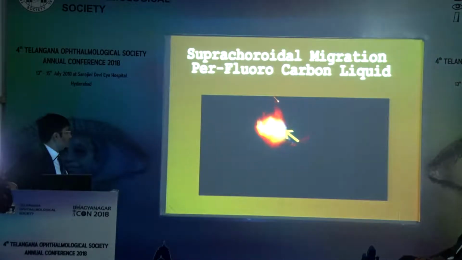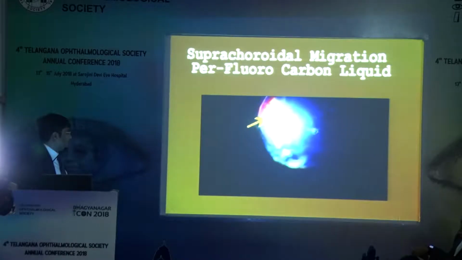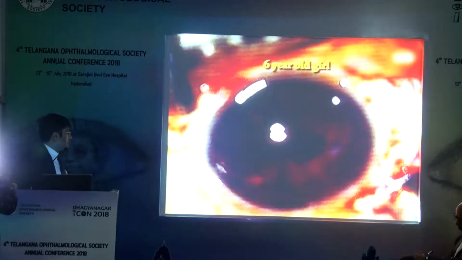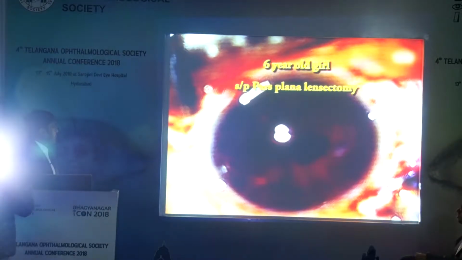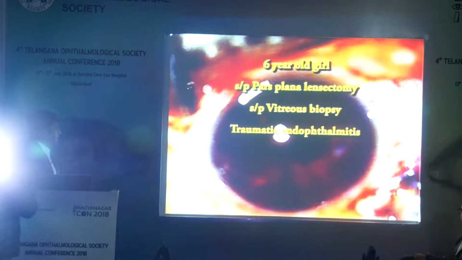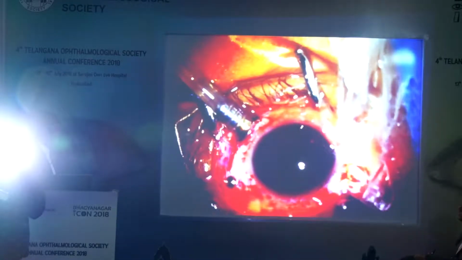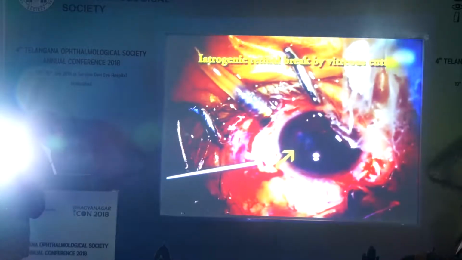This video demonstrates suprachoroidal migration of perfluorocarbon liquid through a choroidal hole during retinal detachment repair surgery. A 6-year-old girl had undergone pars plana lensectomy and vitreous biopsy for traumatic endophthalmitis. Subsequently, she developed retinal detachment. During the retinal detachment repair, soon after removing the membranes, a large iatrogenic retinal break was noted.